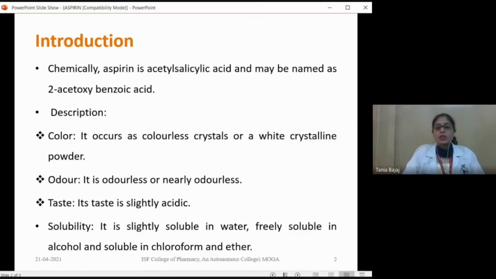Chemically, aspirin is acetyl salicylic acid, which could also be named as 2-acetoxy-benzoic acid. Moving on to its description, it occurs as colorless crystals or as a white crystalline powder. Its odor is odorless or nearly odorless. Its taste is slightly acidic. It is slightly soluble in water, freely soluble in alcohol, and soluble in chloroform and ether.